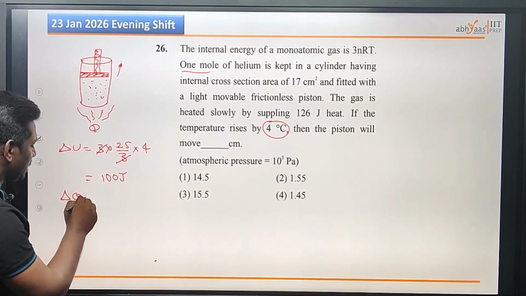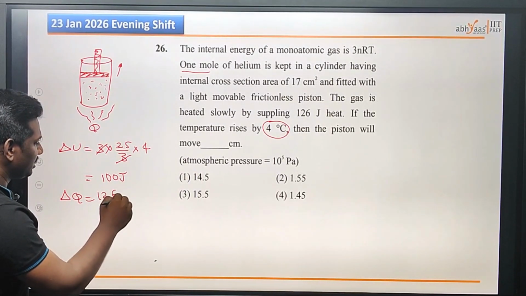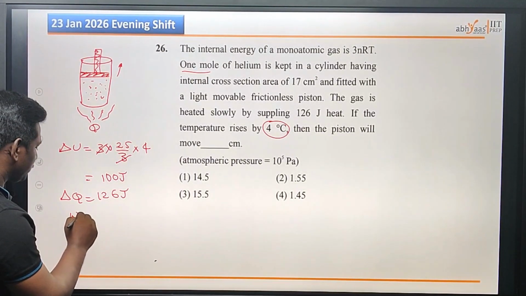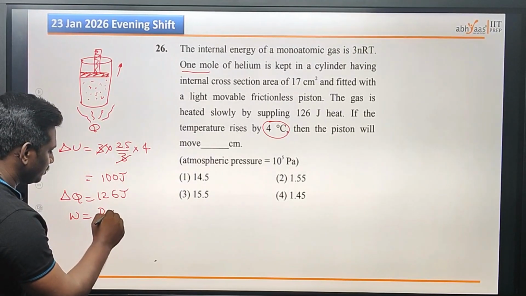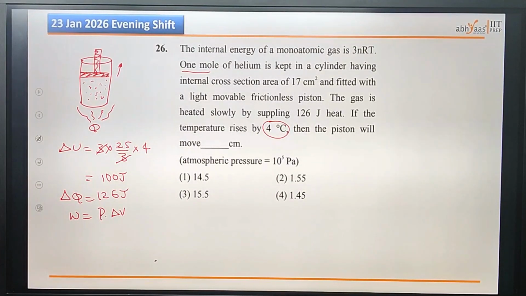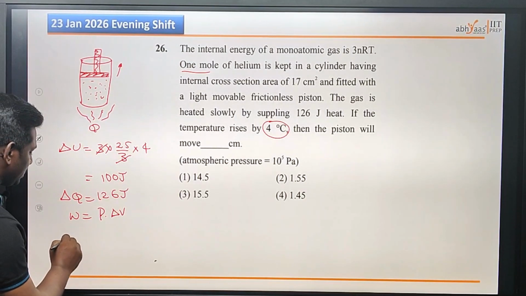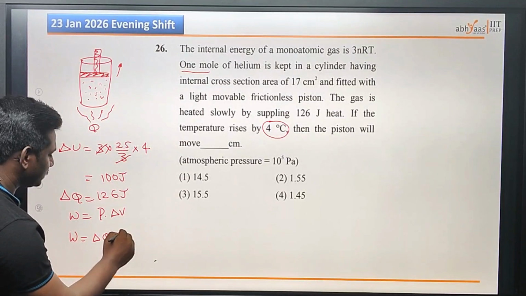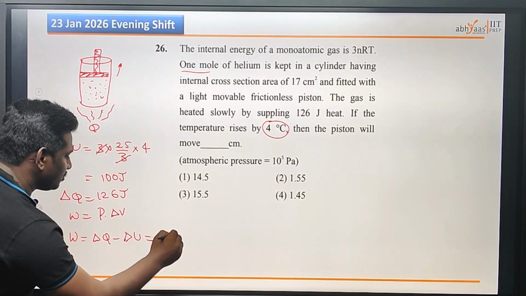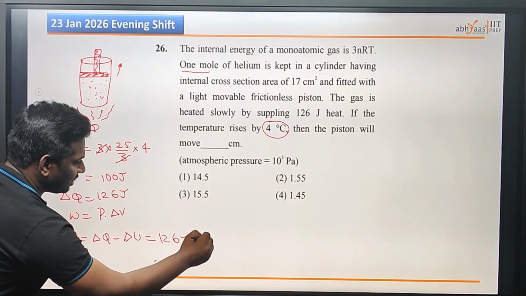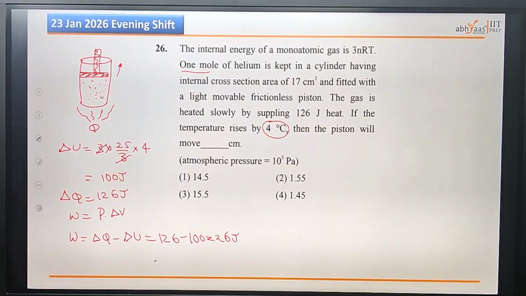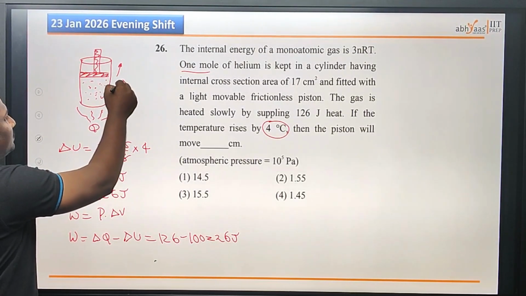So what about heat? Delta Q already they have given, 126 joules. If you find work done, work done can be written as P into delta V. So see here, work done can be written as delta Q minus delta U, that is nothing but 126 minus 100, you will get 26 joules. This is our work done. What you have to find? You have to find the change in length, delta X.